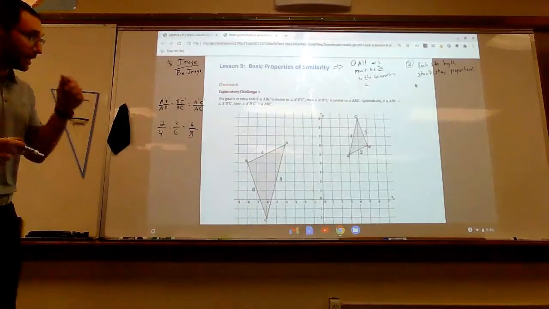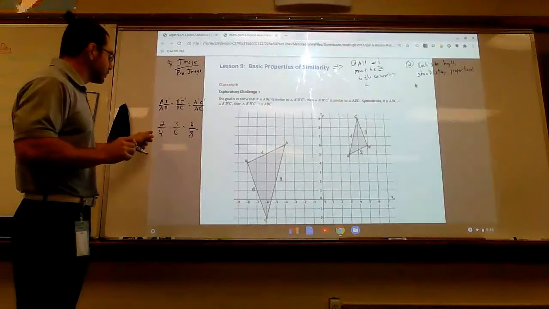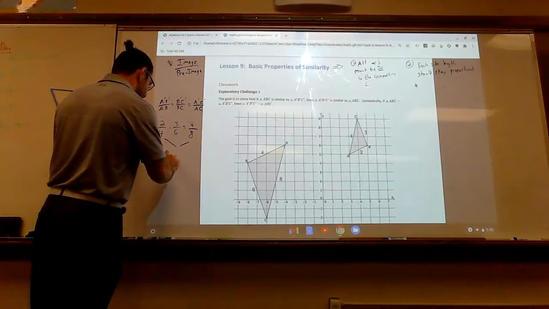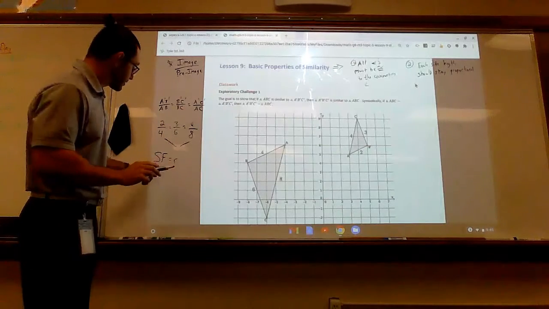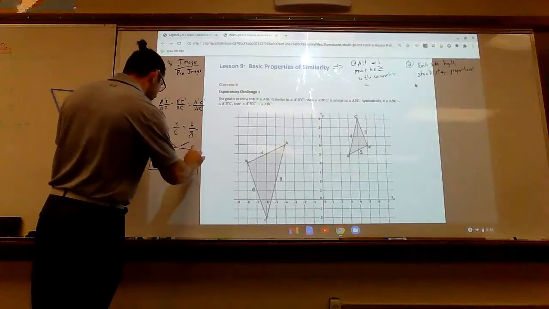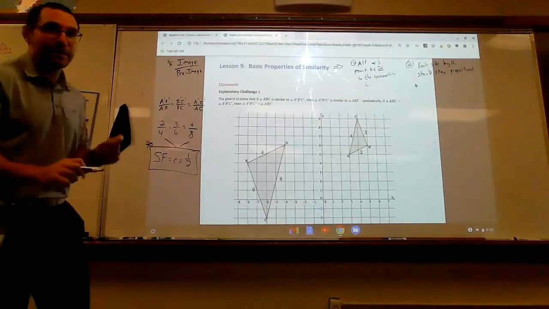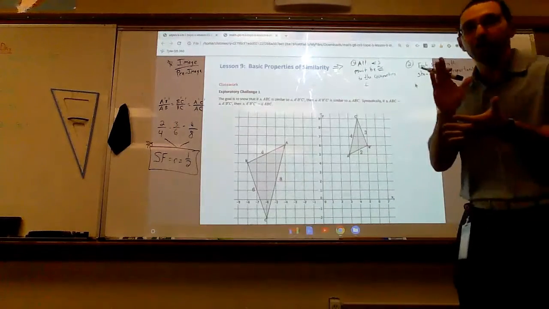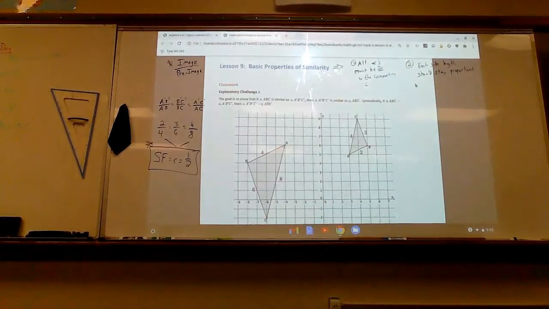You should have your calculators. See what each of these equal. 2 fourths, 3 sixths, 4 eighths. All of these give me a scale factor, which EngageNY calls R. So scale factor R of 1/2. If they are all proportional, the scale factors are all the same, then they are similar. So right now we can say that triangle ABC is similar to triangle A prime, B prime, C prime.